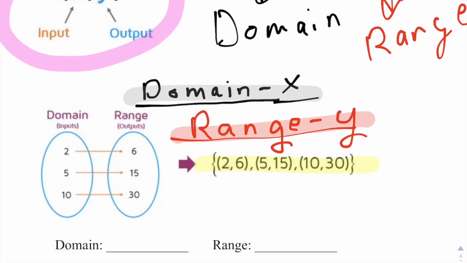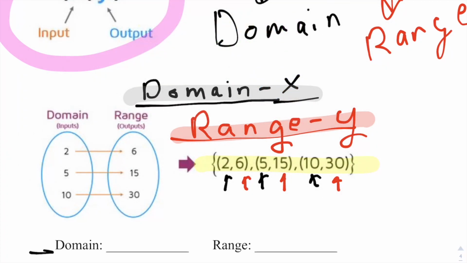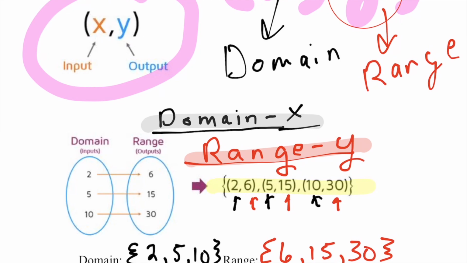So thinking of that, let's come down here. This is an x value, the 5 is an x value, and the 10 is an x value. And then the 6 is a y value, the 15 is a y value, and the 30 is a y value. So if I wanted to state the domain of these points with set builder notation, I would say 2, 5, 10. And if I wanted to state the range with set builder notation, I would say 6, 15, 30. And that is domain and range in a nutshell.